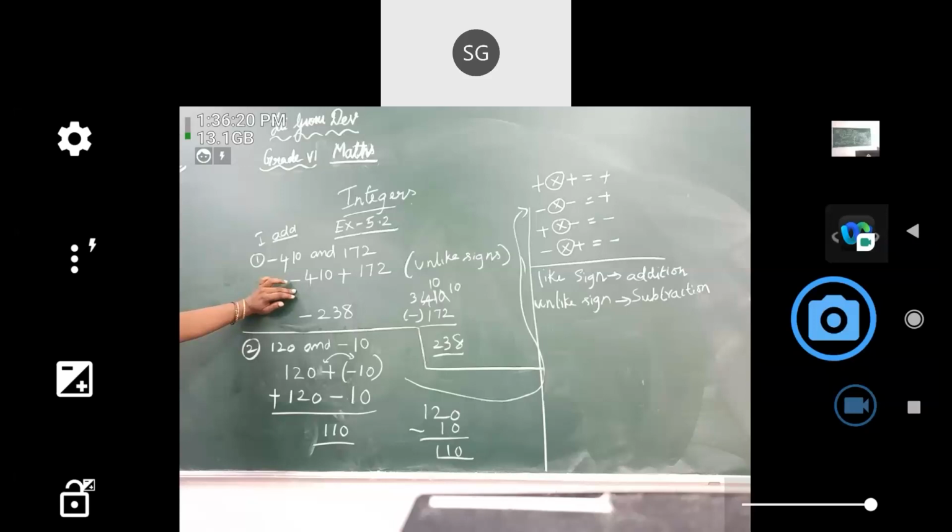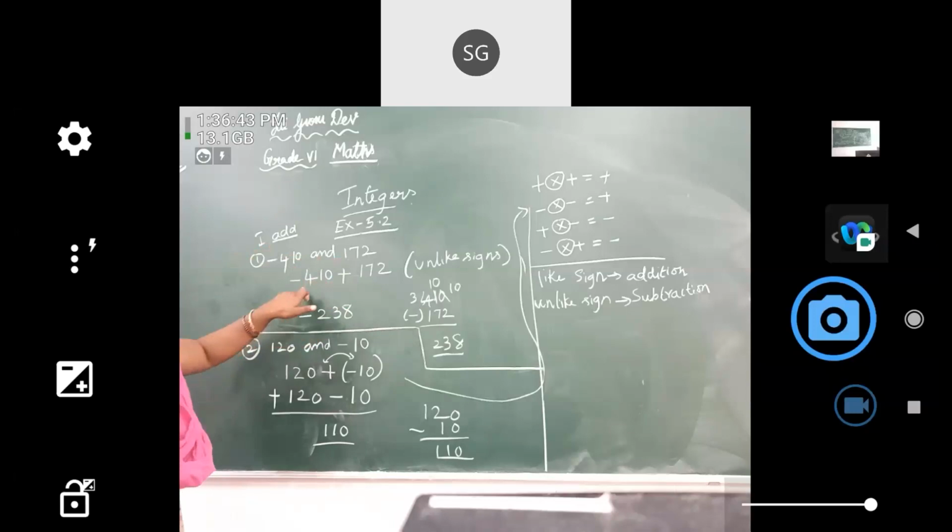Yes, thank you, children. See now, they have asked you to add two integers. No one can teach you more slowly than this. There are two integers, minus 410 and 172. You're going to add them. So I have put a plus symbol between these two integers.